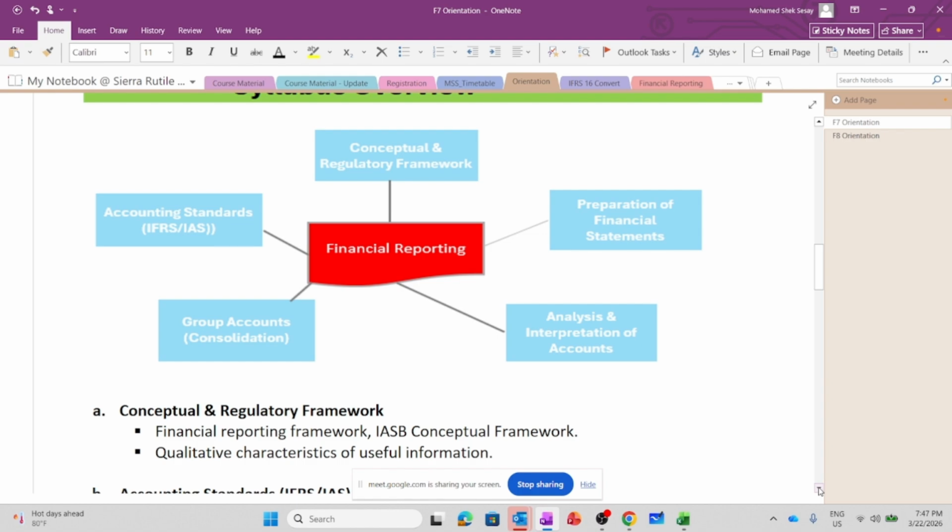Although individually, the parent will prepare a financial statement and the subsidiary will prepare a financial statement, for the purpose of substance over form, we need to prepare a single, consolidated financial statement, which will show the picture of both entities, entity A, which is the parent, and entity B, which is the subsidiary. Then finally, we are going to look at the analysis and interpretation of the financial statement of the account.